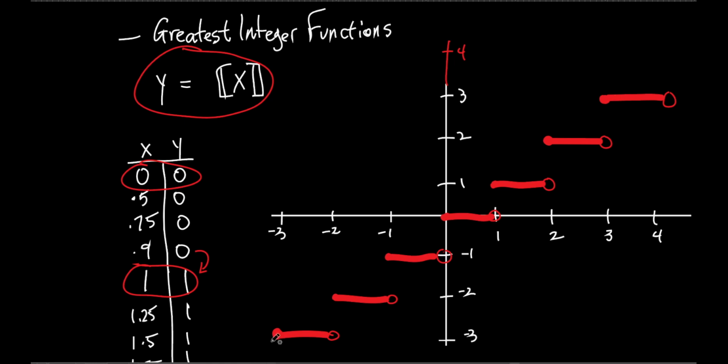But what does this do? We don't just connect all those solid points. We go over to the right until we get to the next integer, put an open circle, and then you jump up to the next one. Put a closed circle, go over until you get to the next integer, put an open circle. Then go up, put a closed circle, go over till you get to the next integer, put an open circle. Everybody see that? At first, it is weird, right?